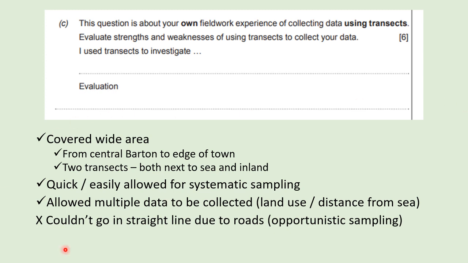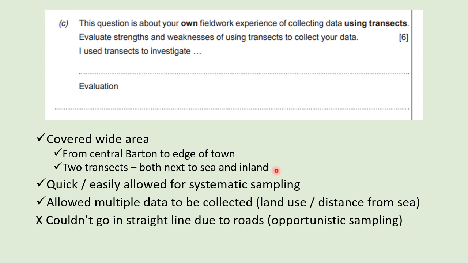There's 4 down here. I'd make sure you've got some negatives in there and make sure you've got a couple of positives as well if you can include them. So what was good about it? Well, we know that transects cover a wide area, and importantly, to get 6 marks, you've got to link it to your fieldwork. So notice I've said from central Barton to the edge of town, so I'm being specific to my fieldwork. 2 transects, one next to the sea and one inland.